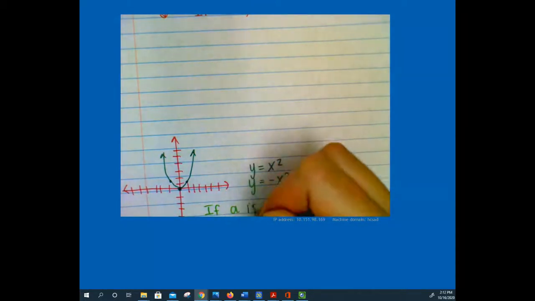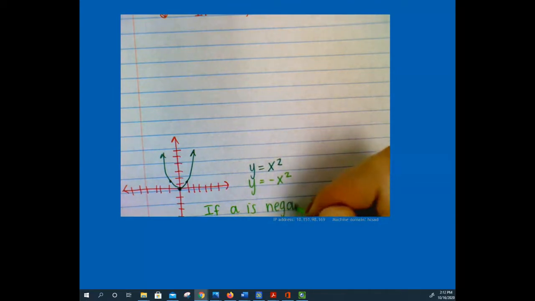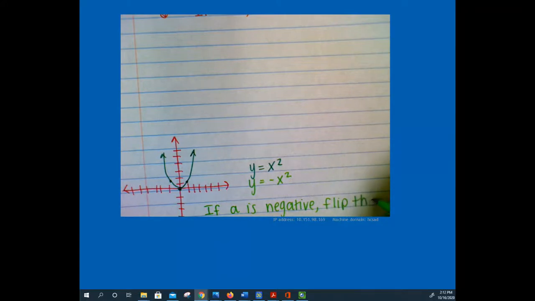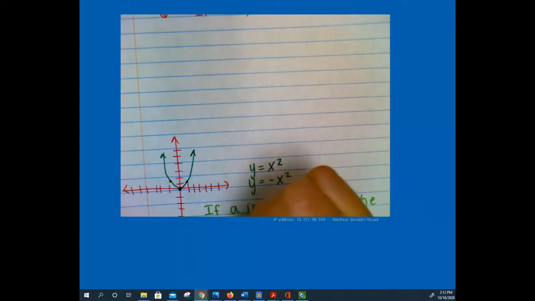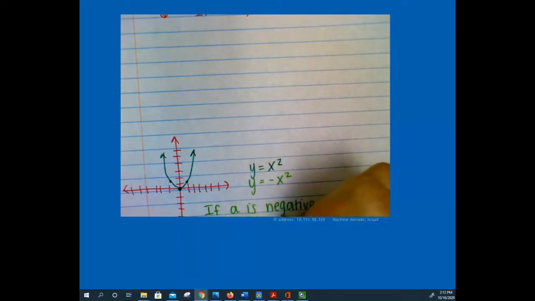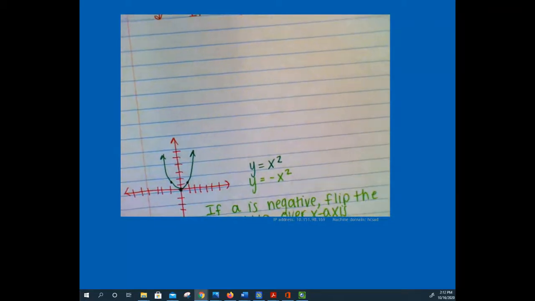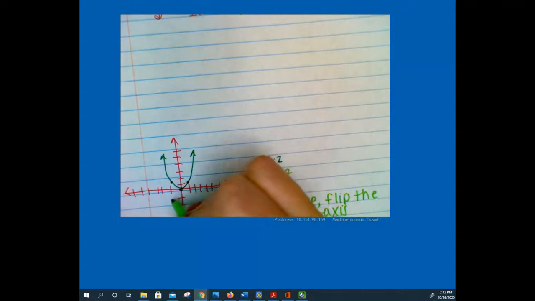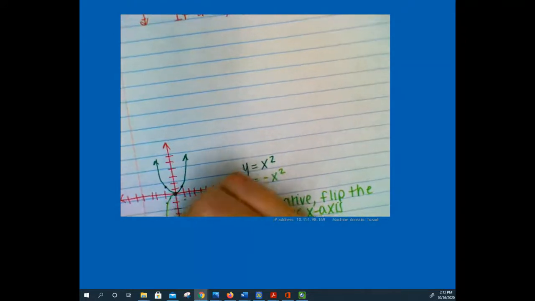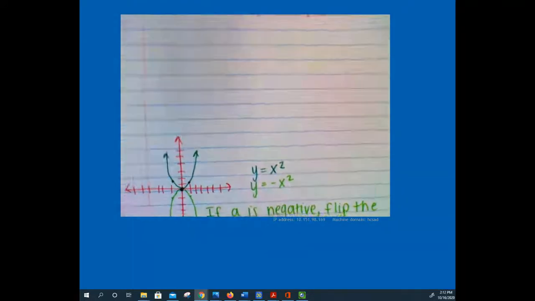So if A is negative, it's going to flip, remember we call that a parabola, that's the shape of it, over the x-axis. So it's going to go like this, stay here, but these ones are going to come negative now. So it's going to flip like that.